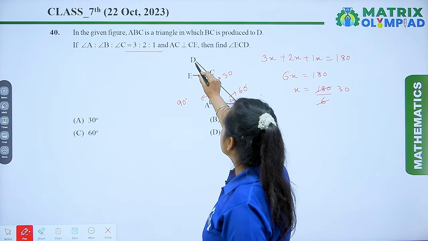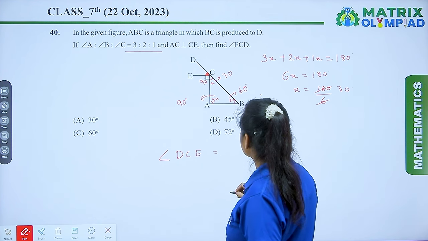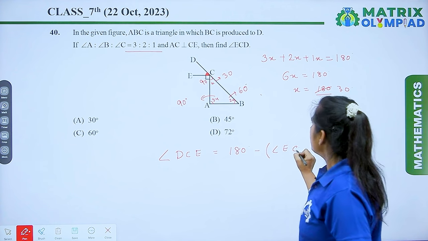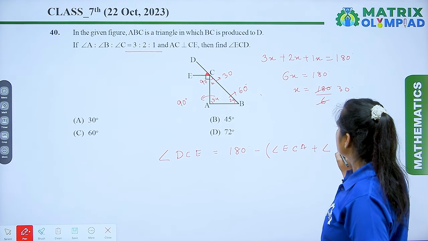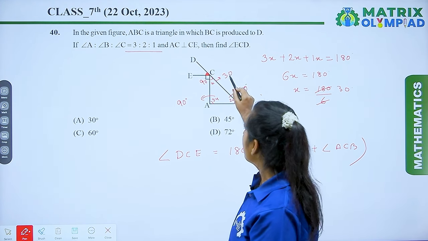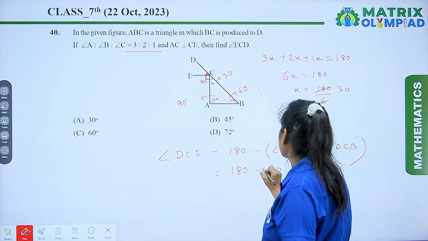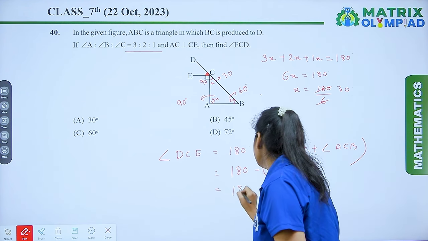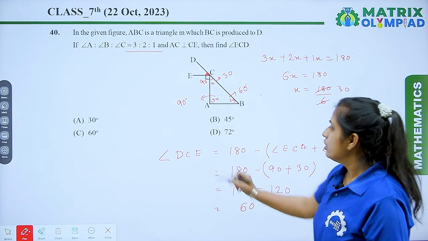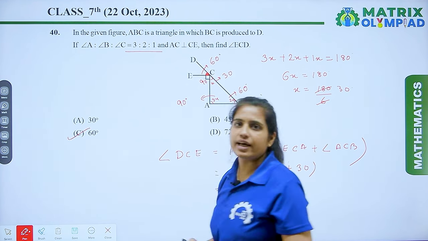So, let's find out angle DCE. Angle DCE is equal to 180 minus angle ECA plus angle ACB. So, we have to subtract the sum of 90 and 30 from 180 to find the angle. So, here 180 minus 90 plus 30 degrees. Here we get 180 minus 120 degrees equal to 60 degrees. So, here angle DCE is equal to 60 degrees. Option C is the correct answer.